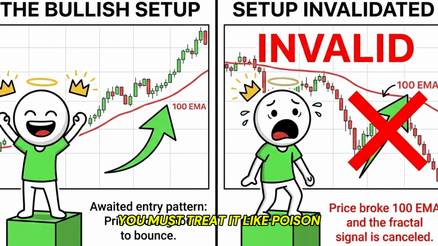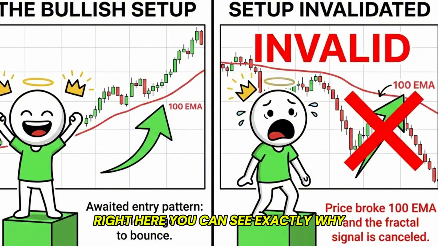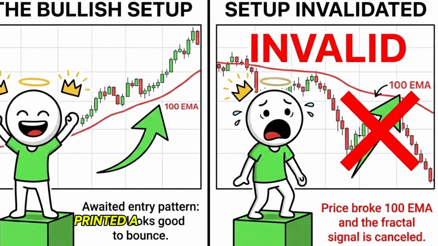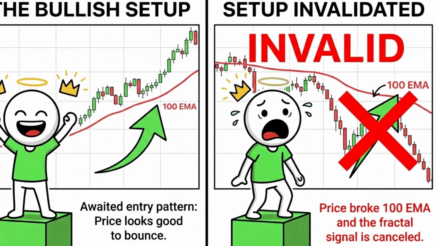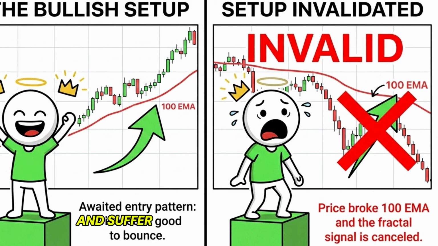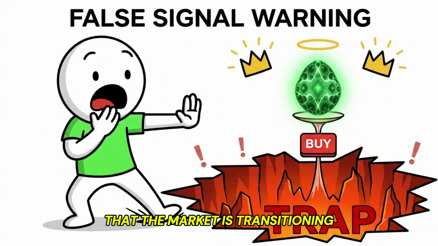If you look at this section of the historical tape right here, you can see exactly why. The price aggressively plummeted below the 100 period red line, printed a deceptive green fractal arrow. And the moment a novice trader would have jumped in, the market immediately rolled over and suffered another massive leg down. The math is simple. If the price closes below that 100 period boundary, you completely disregard the next green signal. The statistical probability that the market is transitioning into a structural reversal and will drop significantly lower is simply too high to risk your capital.